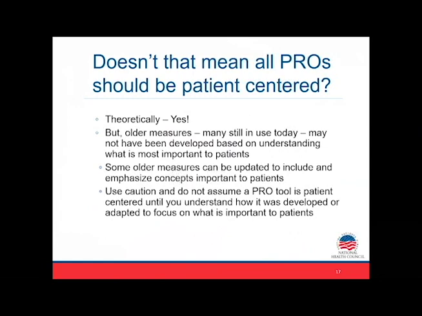And I think that's a lot of the conversation that's happening right now, is how best to do that kind of work. And it certainly is something that's been expressed in some of the FDA materials that have been out, especially the request for information that the FDA had out about core measure sets. Can this adaptation happen and how can it happen? So the cautionary message here is that no one should assume that a PRO tool is patient-centered until you really understand how it was developed or that it was adapted so that it can focus on what's important to patients.